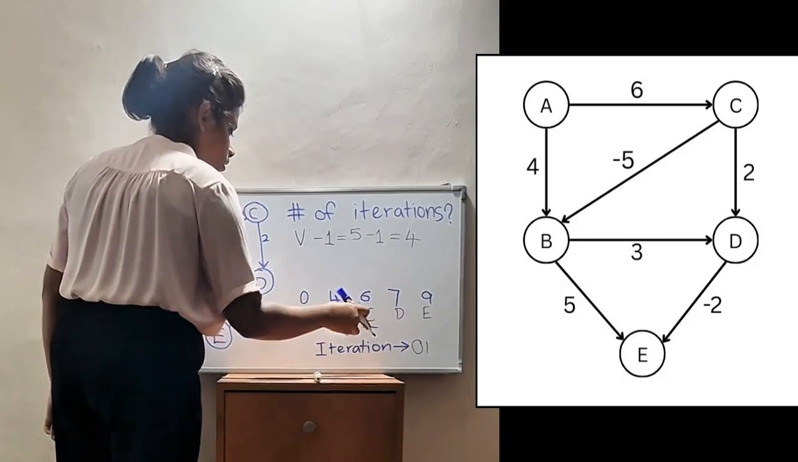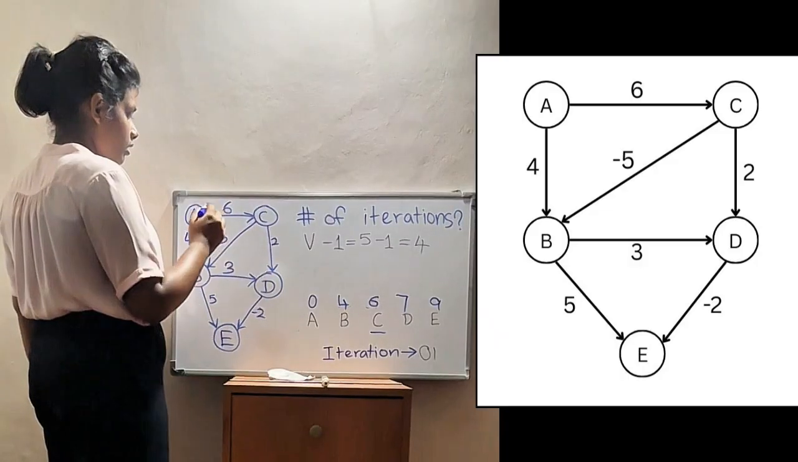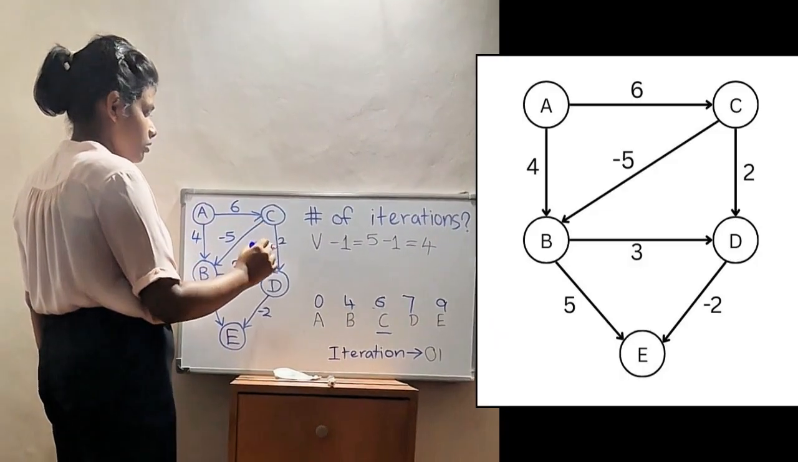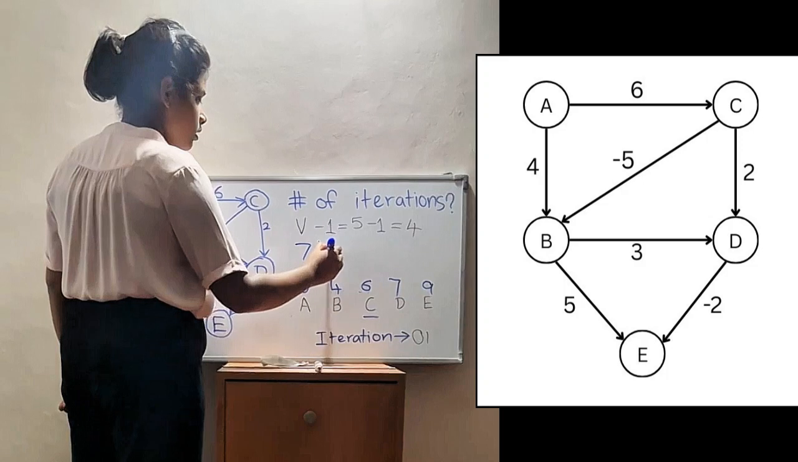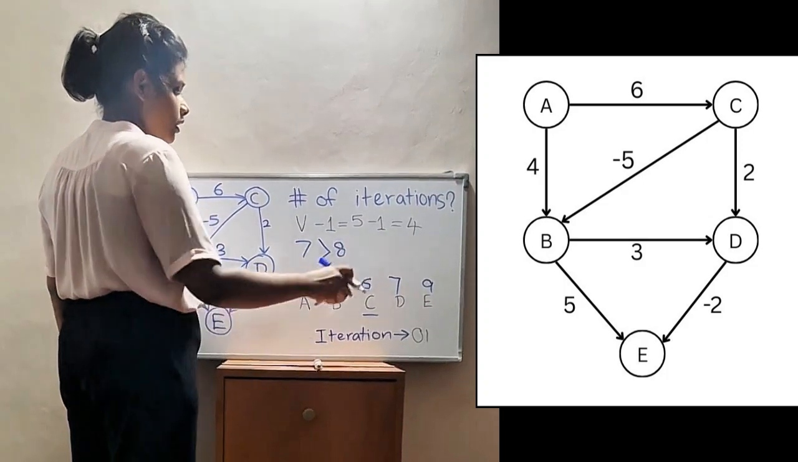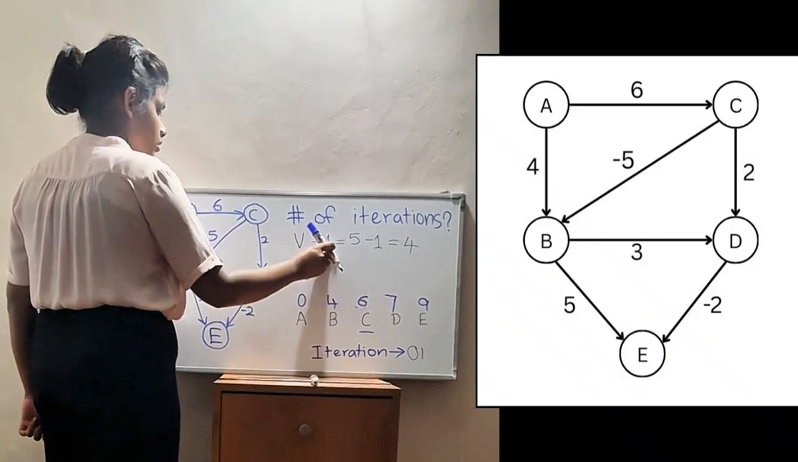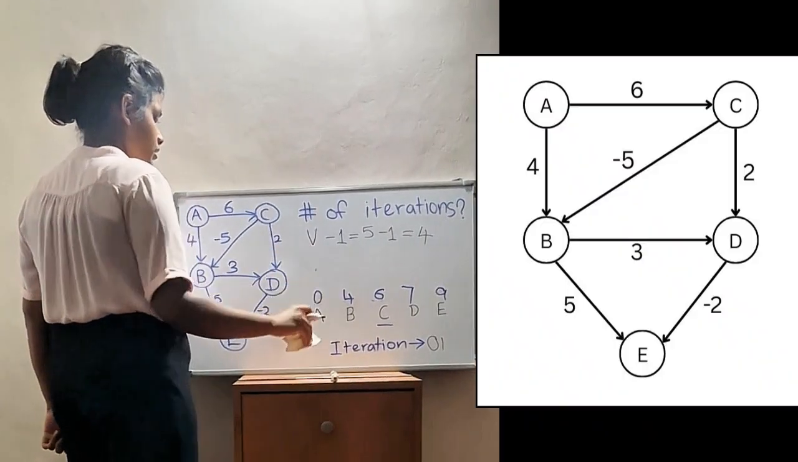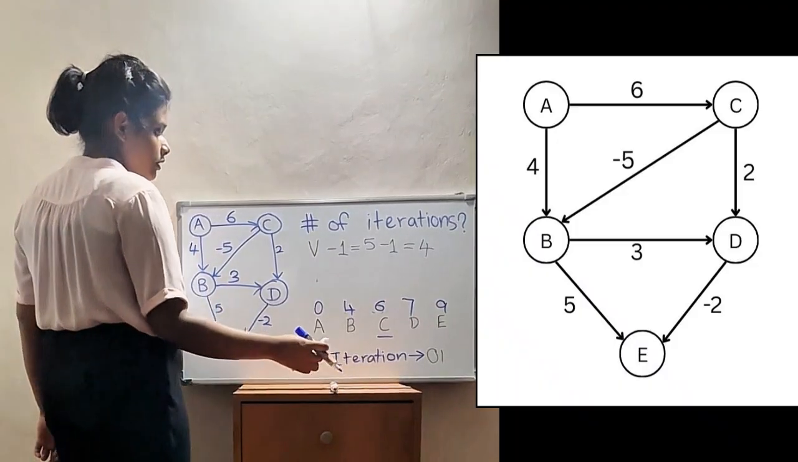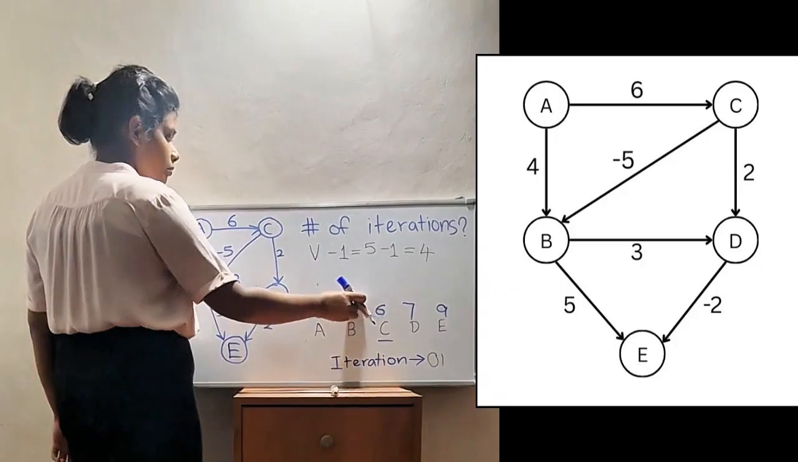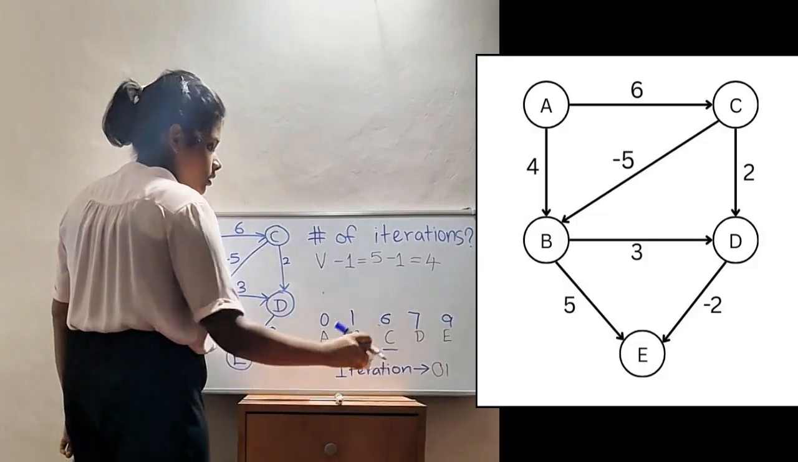Moving on to C, we can update D as 6 plus 2, 8, but 7 greater than 8 is false, so we cannot update this. And C to B is 6 minus 5 which is equal to 1 and less than 4. Because of that we can update B into 1.